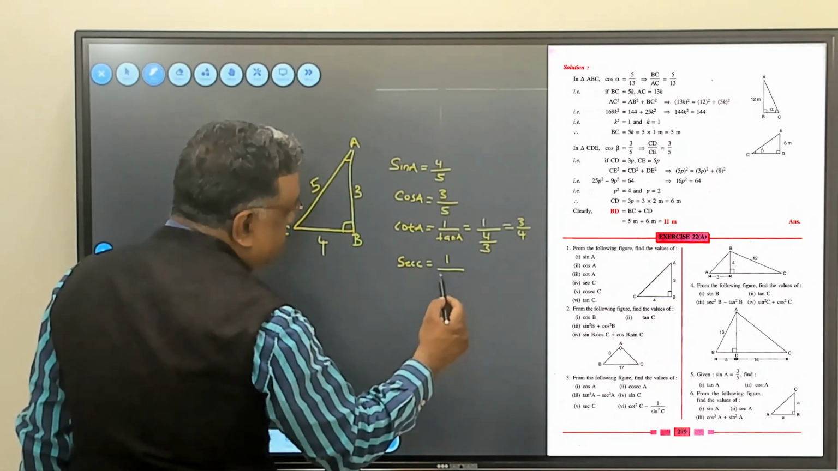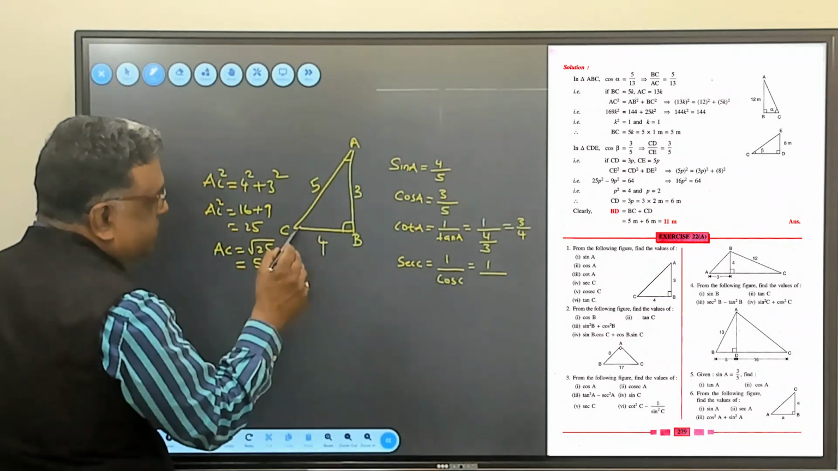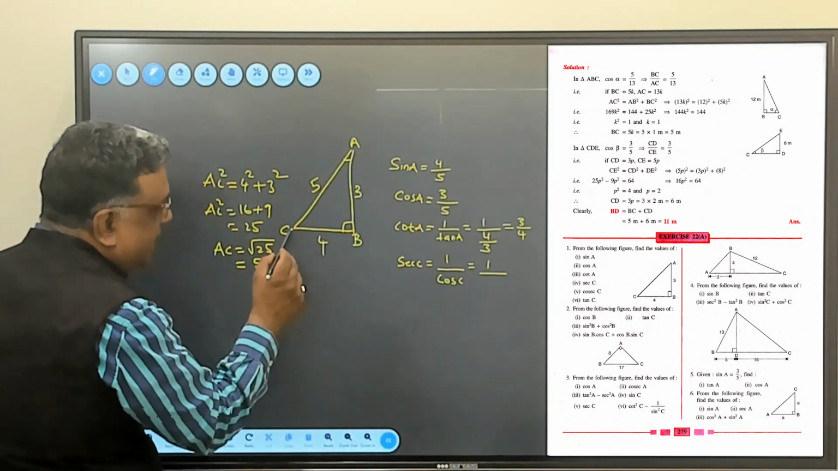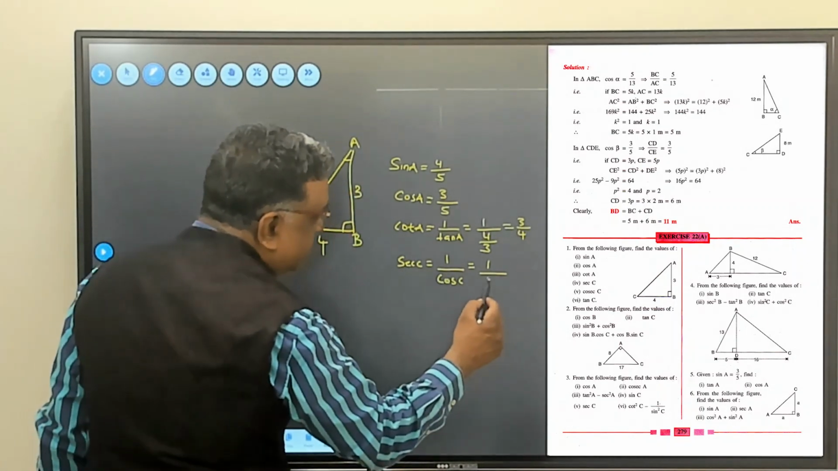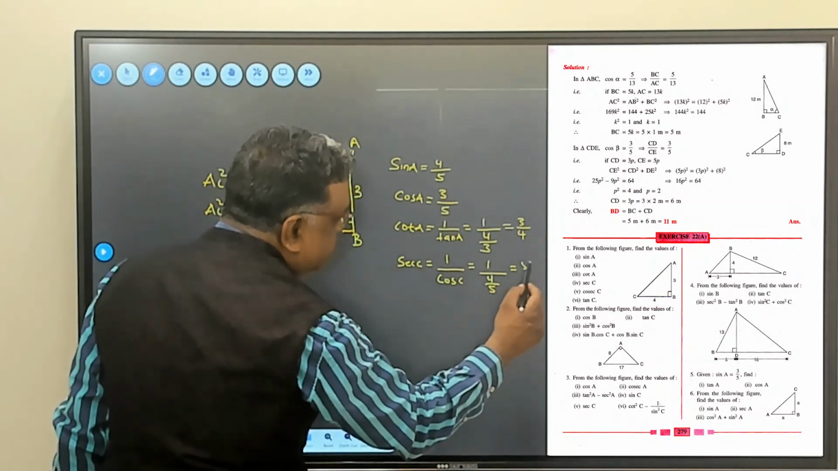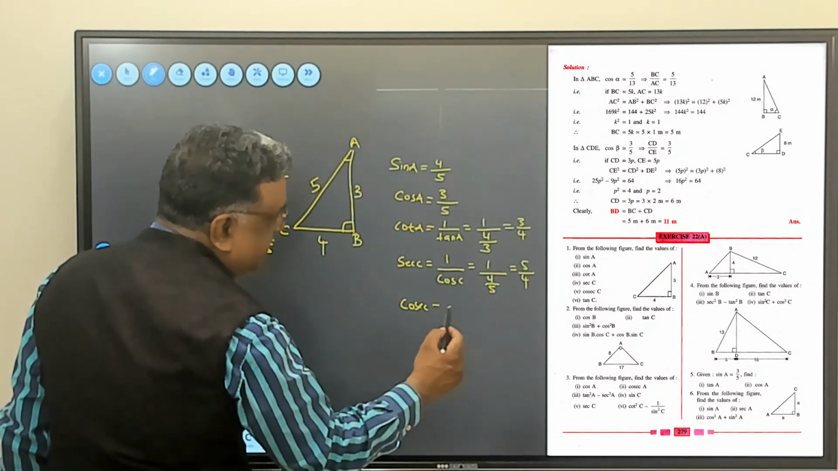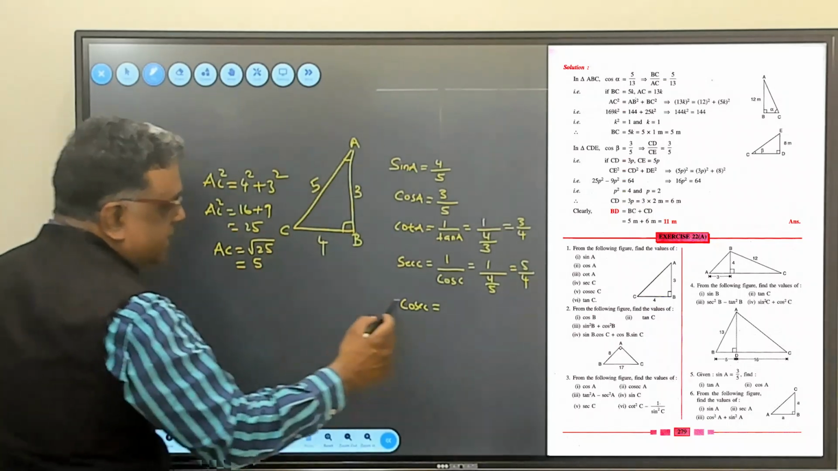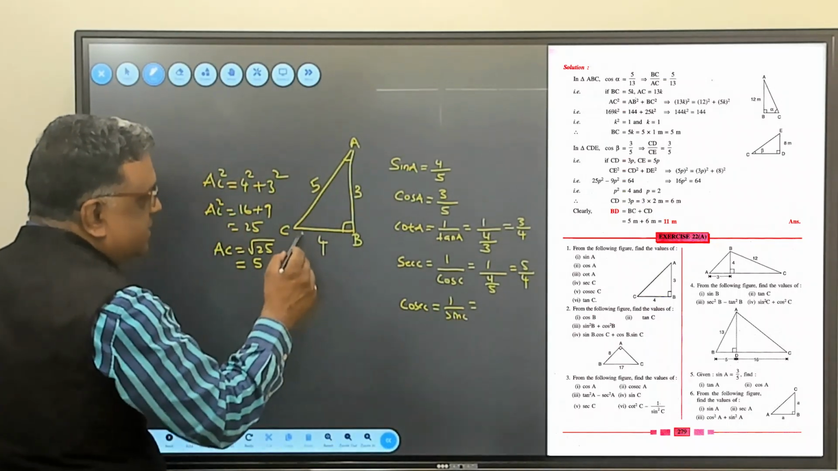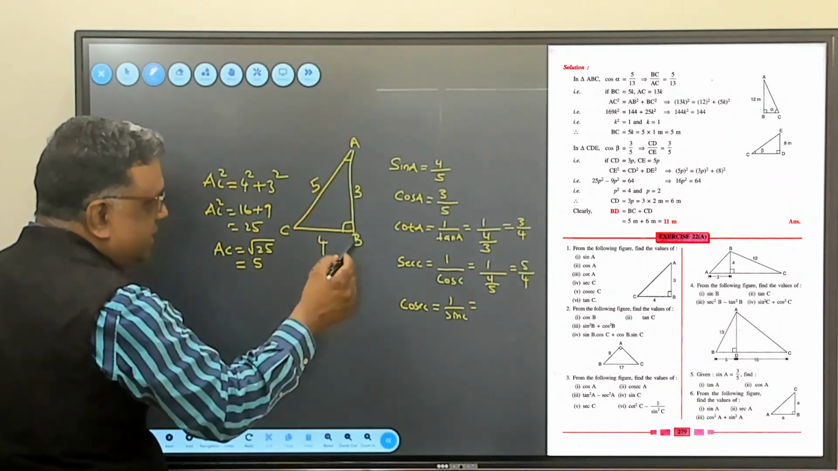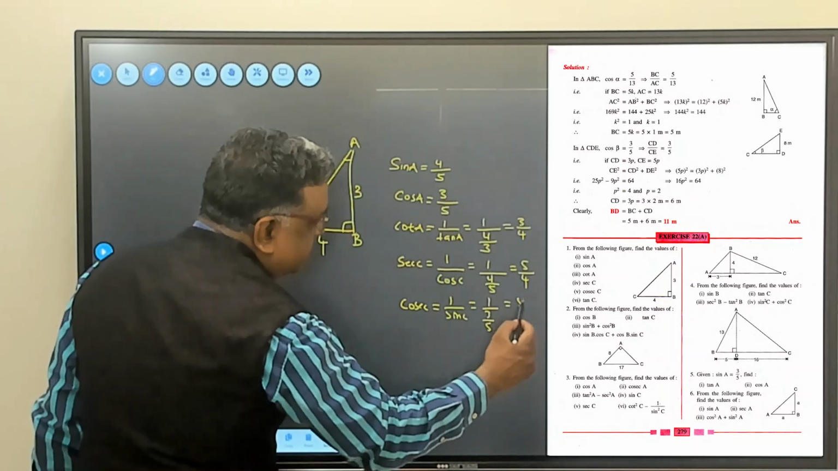Sec C is 1 upon cos C, the reciprocal of cos. And what is cos C? Cos C is the adjacent side to angle C upon hypotenuse, which is 1 upon 4 upon 5, which is 5 upon 4. Then we need to find cosec C. Cosec C is the reciprocal of sine, 1 upon sine C. And sine C is the opposite side, which is 3, upon hypotenuse, which is 1 upon 3 upon 5, which is 5 upon 3.